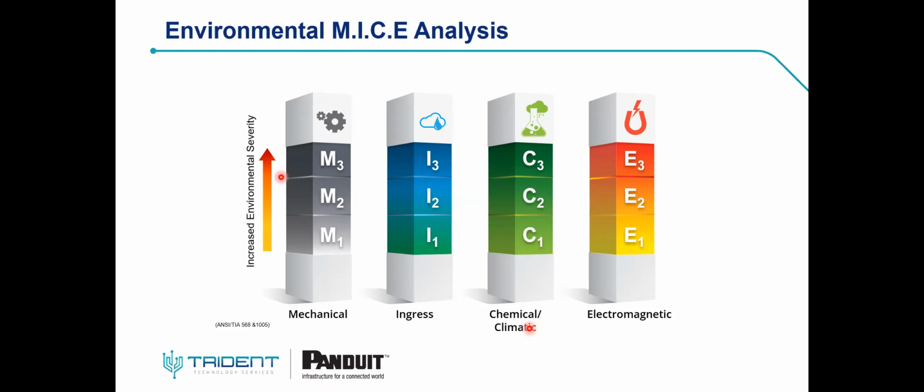The final one is electromagnetic. Electromagnetic is related to electrostatic discharge or radiated RF, the electrical noise that can happen in your environment. As shown here, you can have three different environment classes. You can be required to choose 1, 2, or 3: 1 for low concern, 2 for medium, and 3 for the high concern environment.